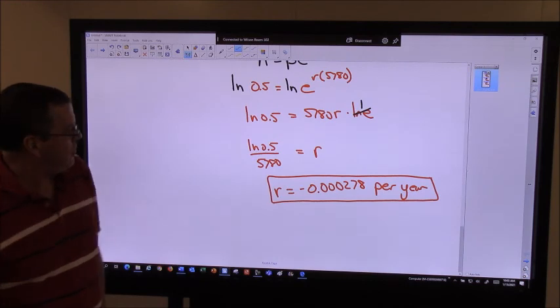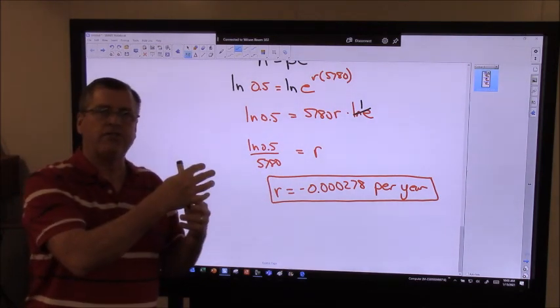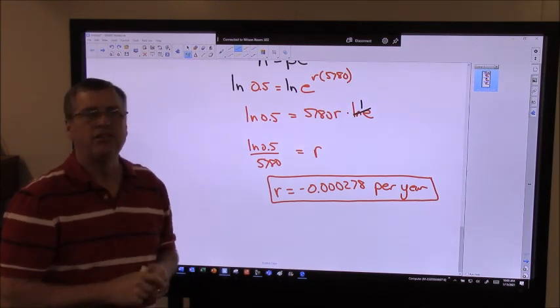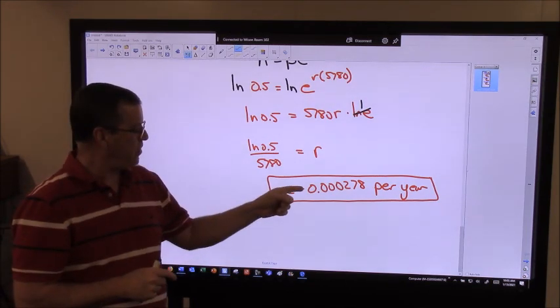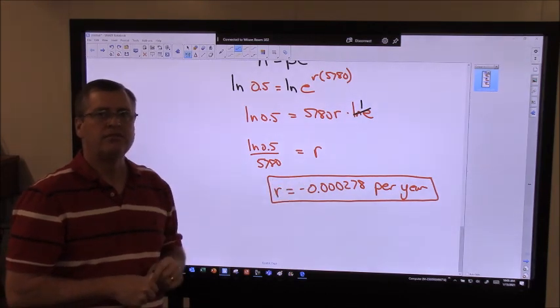All right, that's all we have for today, is just finding rates of decay or growth rates of something like a bacteria or a virus or fruit flies. We're just trying to solve for rates of growth or rates of decay.